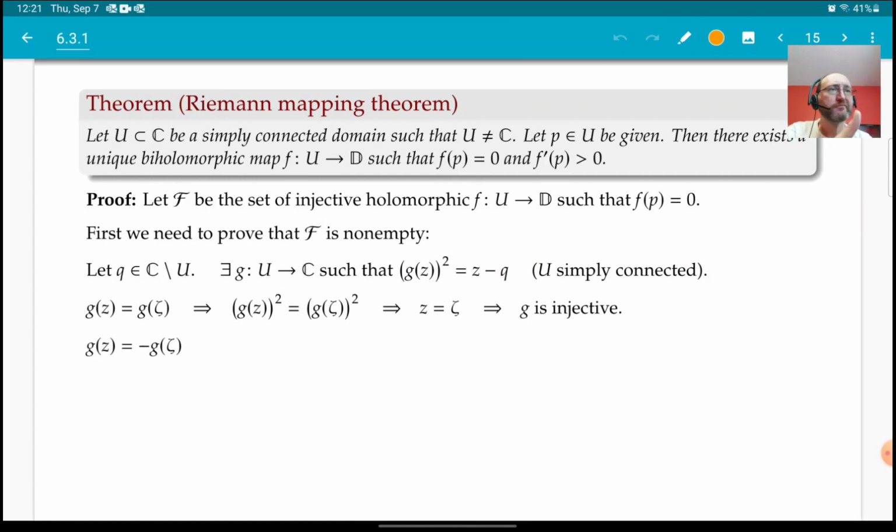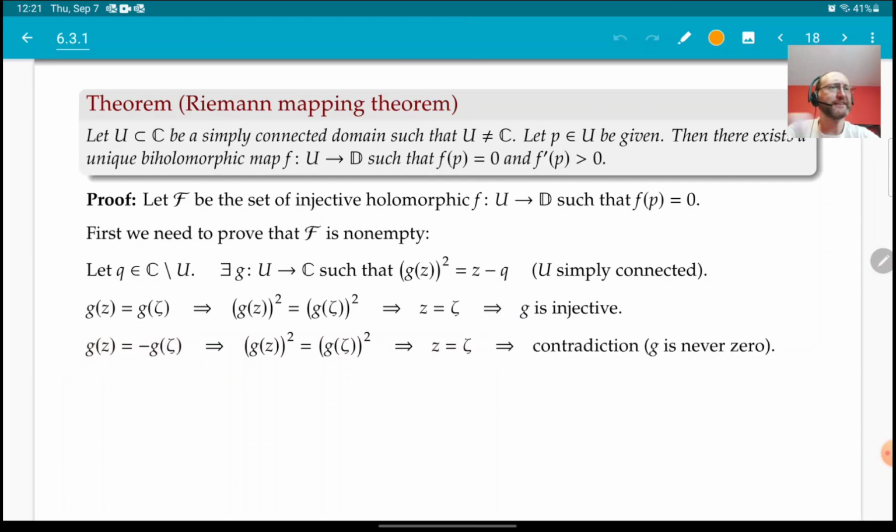Now, this might at first seem weird, but let's suppose that not just g of z is g of zeta. Well, what if g of z is minus g of zeta? The weird thing is, we get the same thing. So z is zeta. But if z is zeta, then this can't be true, unless g was 0. But g is never 0, because g is the square root of a function that's never 0. So that's a contradiction.